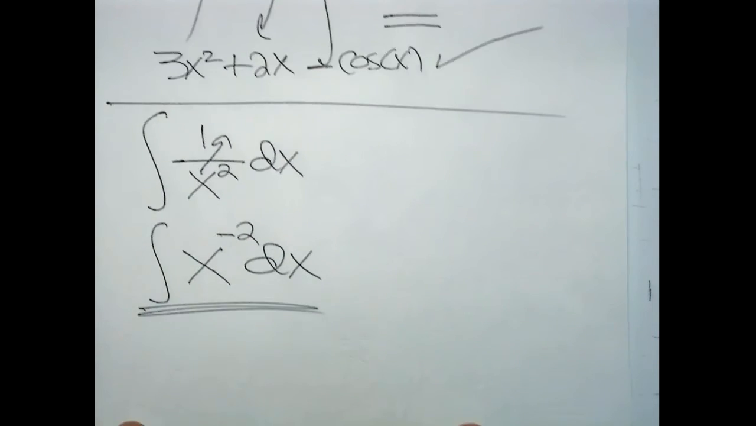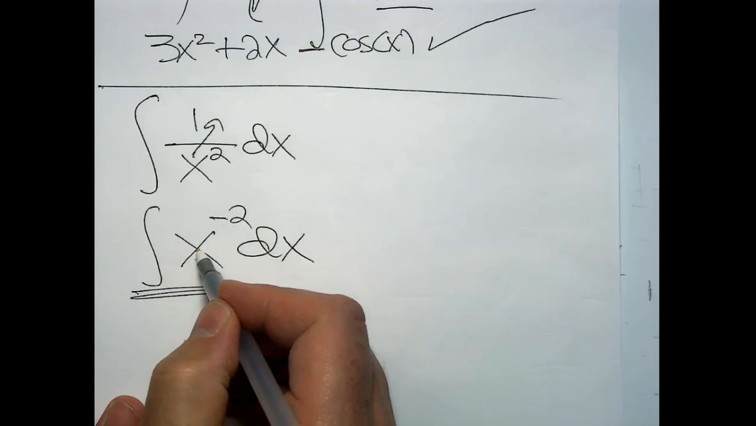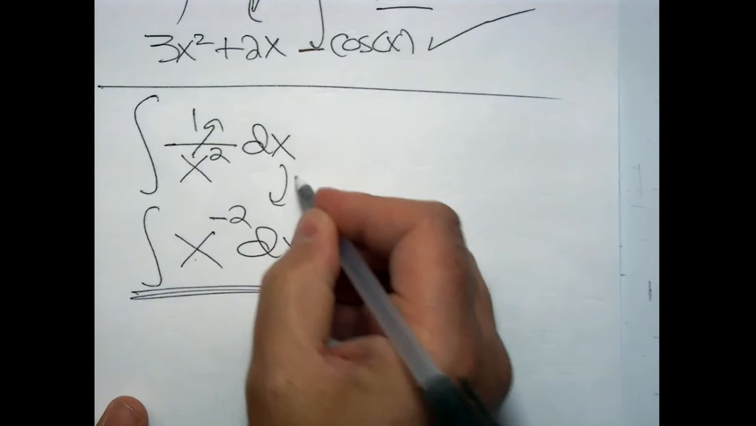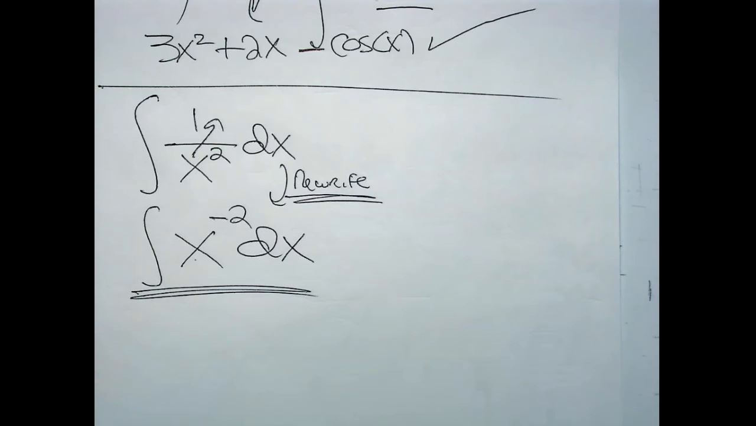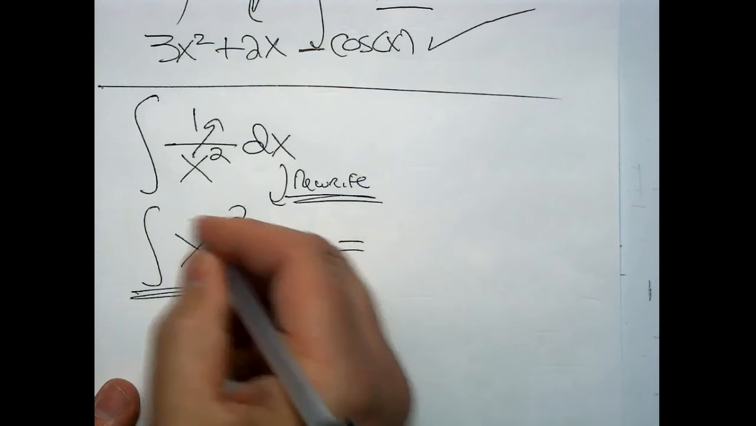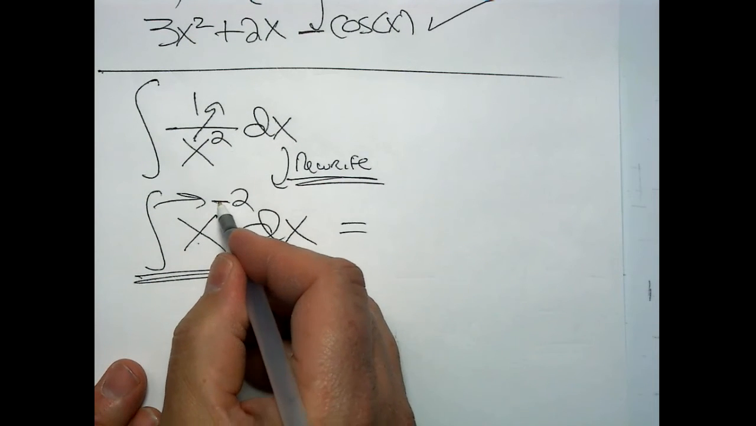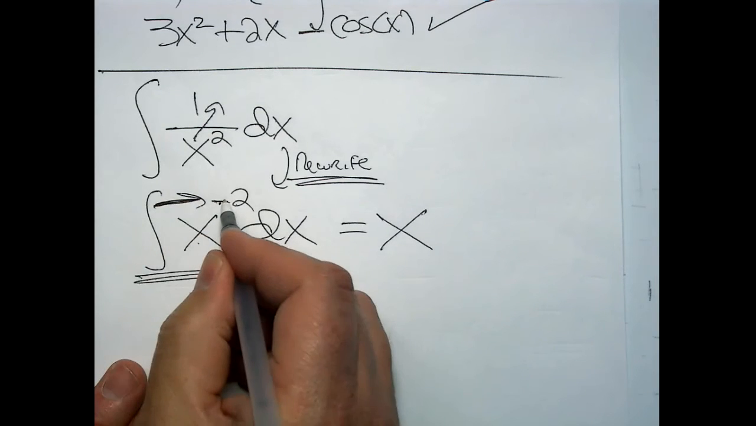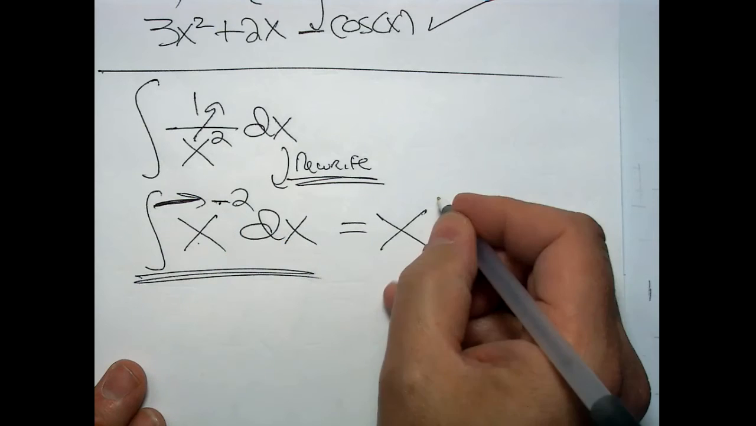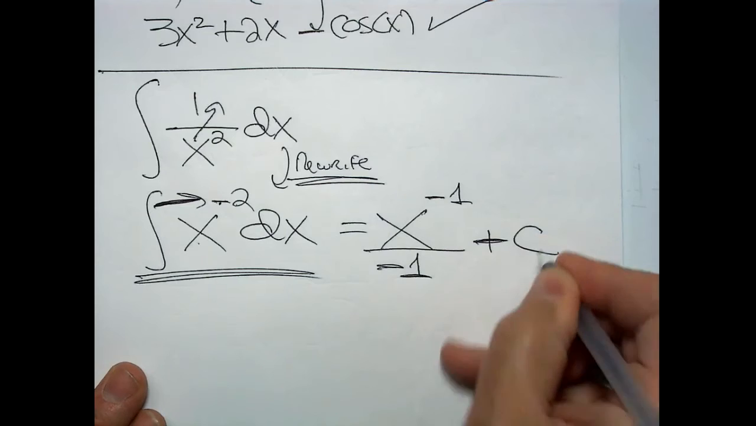The only rule we have is the rule that integrates x to a power. And this is just plain old x to a power. So yes, I would recommend that you rewrite this first. Now, if you do rewrite this, you can then apply the rules of integration. You've got to be careful here because you're supposed to add 1 to that exponent, not subtract. Add 1. Minus 2 plus 1 is minus 1. We divide by the new exponent, and then don't forget to add the constant of integration.